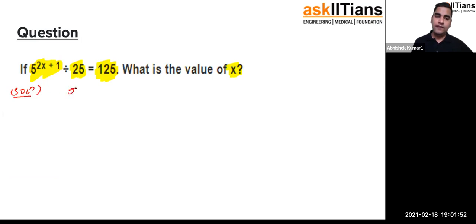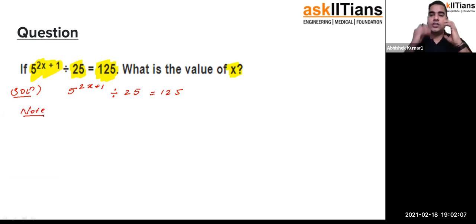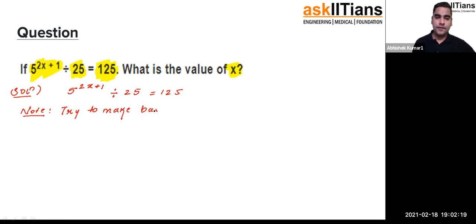We have 5 raised to the power 2x plus 1, divided by 25, equals 125. I'm telling you one important note here. Whenever you come across situations like this, you should try to make the base of all the terms the same.